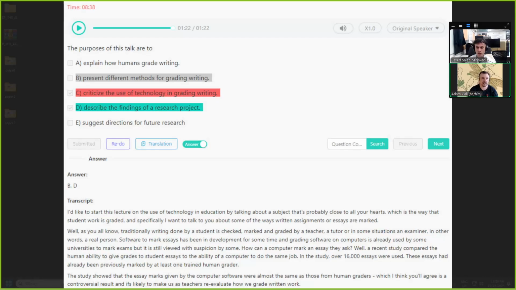So it's about ways of grading writing or marking essays. So, different methods for grading writing. It's not explaining how, it's presenting different methods. So these are some of the ways. So they're going to lay it out, rather than how, which might be more like what our mental processes are when we're doing it. So it might be more like the psychology of perception and reasoning and so on.